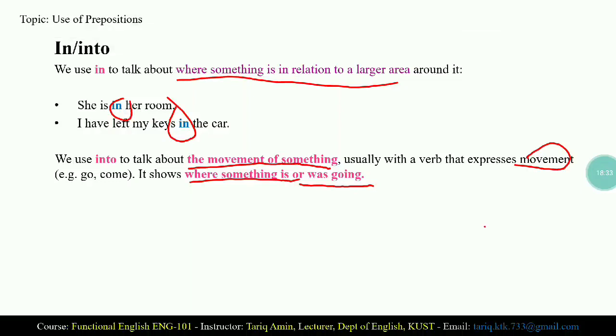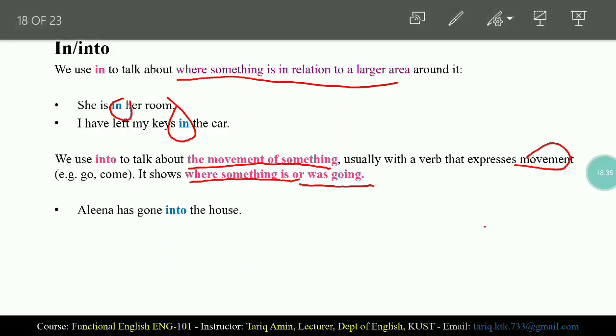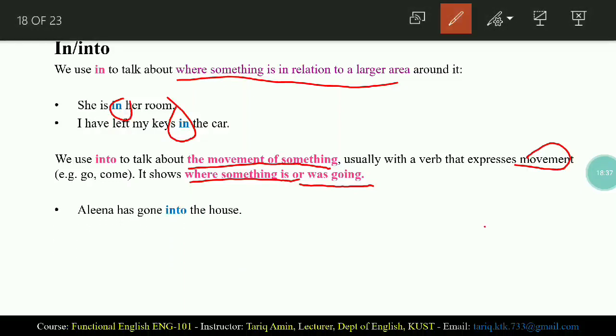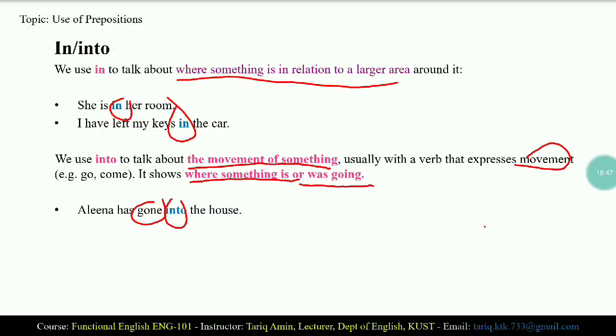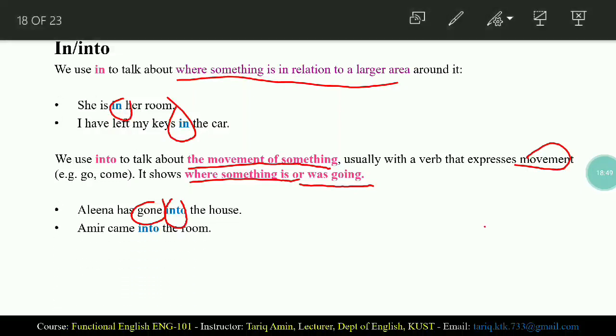For example, Alina has gone into the room. Gone is a verb that indicates movement, and with such verbs we use into, because into is also used for the movement of something. And Amir came into the room. Came is once again a verb that indicates movement, and we have used into with it. It shows that Amir was in movement and he moved into the room.